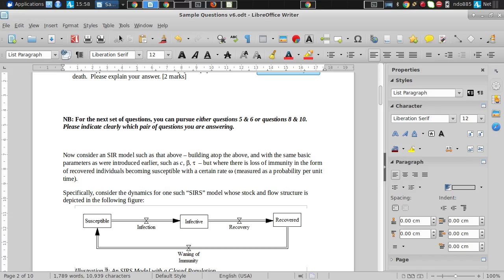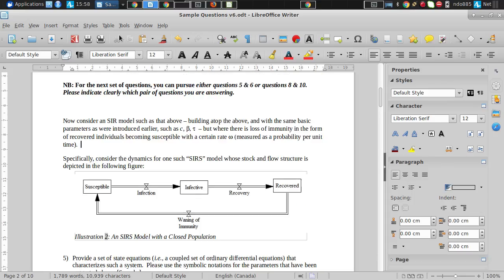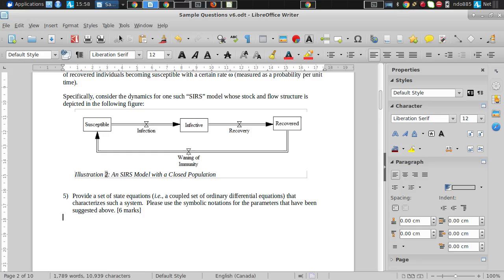Questions? Yes. I was looking at question 5 in the same SIR model, where you asked for the state equations. What I first did is, he wants the equations for the derivatives, which are basically... That's correct.